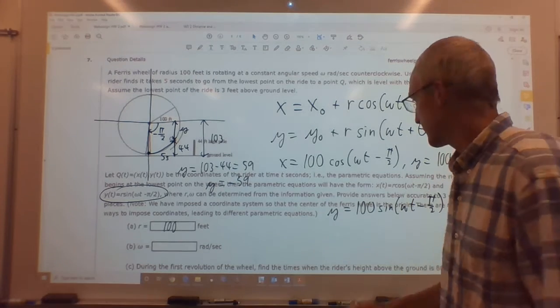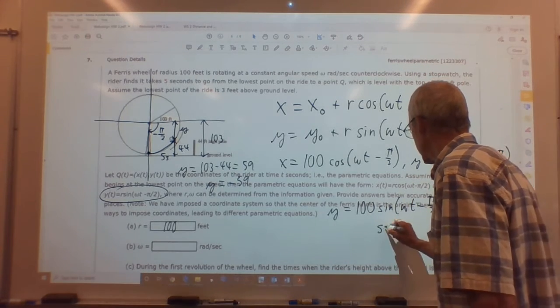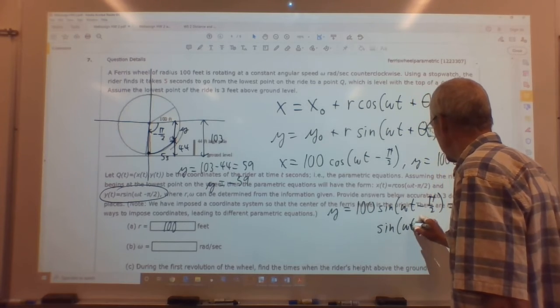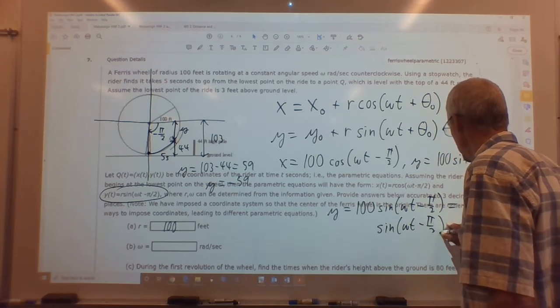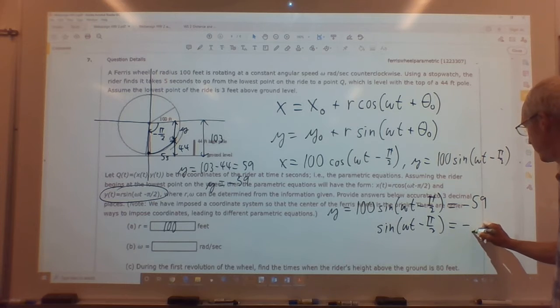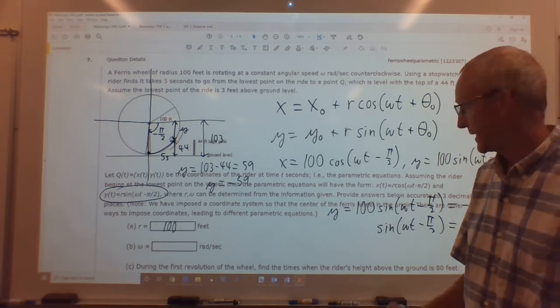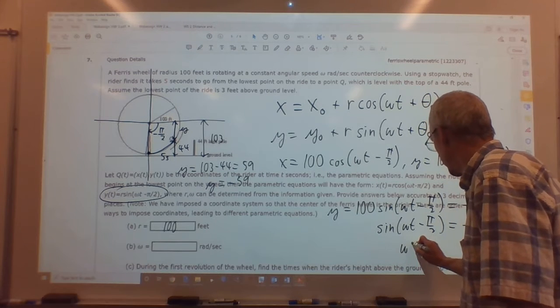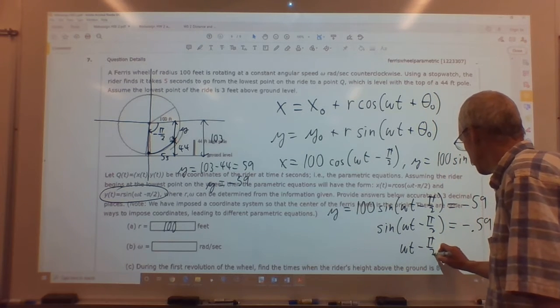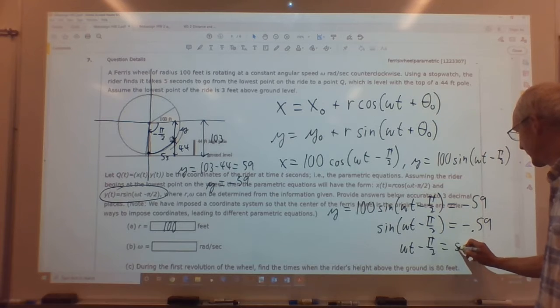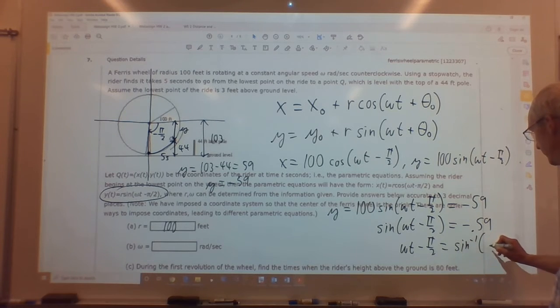So now it's just algebra. You put the 100 over there. So sine omega t minus pi over 2 is equal to negative 0.59. Take the inverse sine of both sides. So omega t minus pi over 2 is equal to inverse sine of negative 0.59.